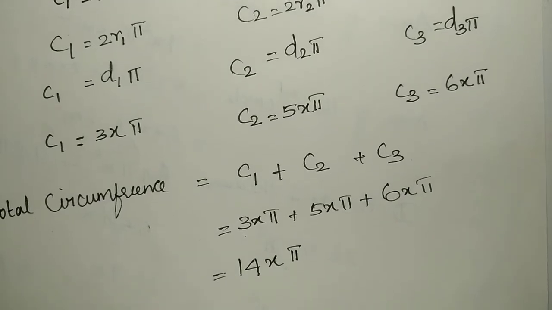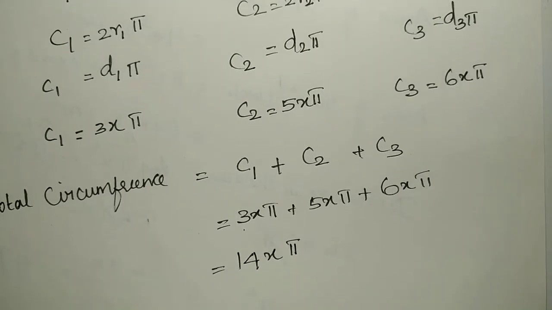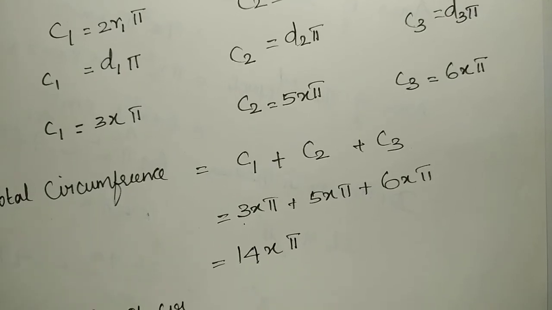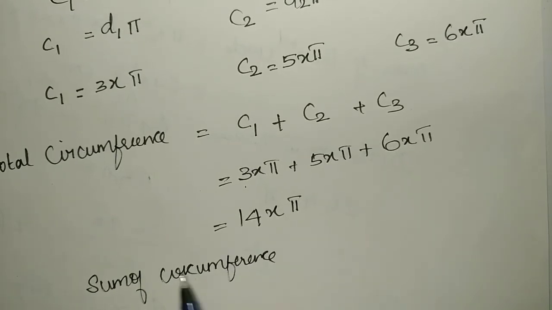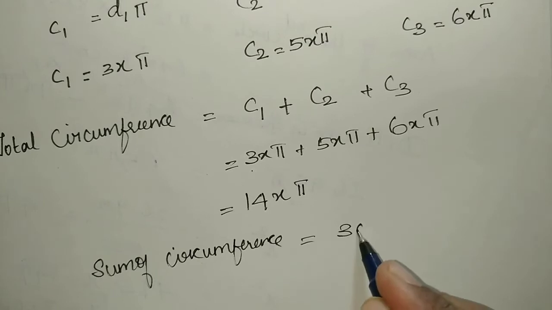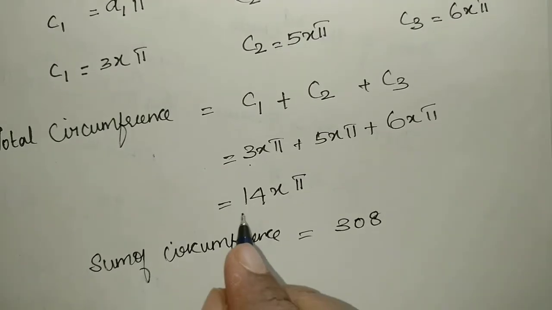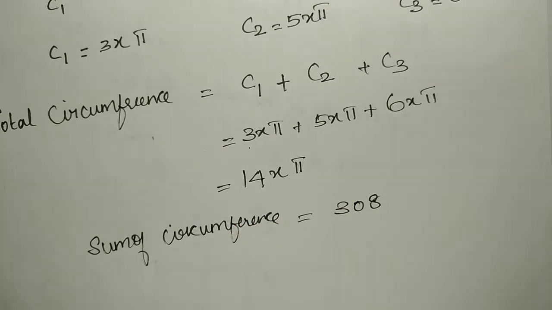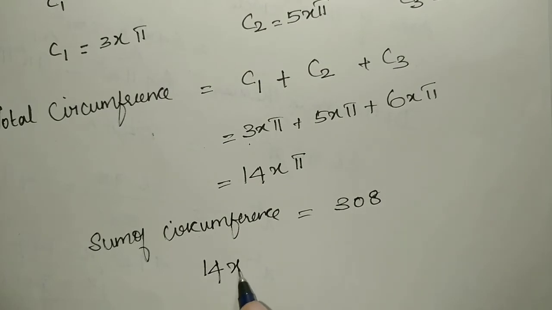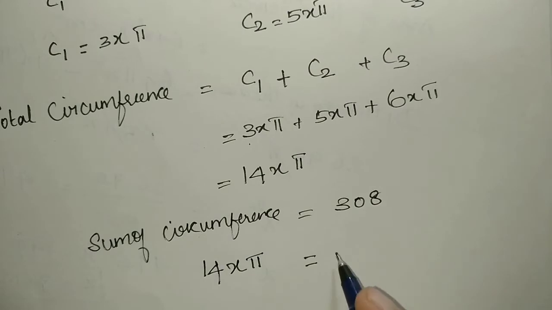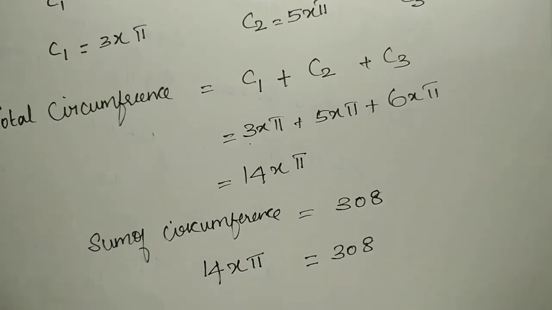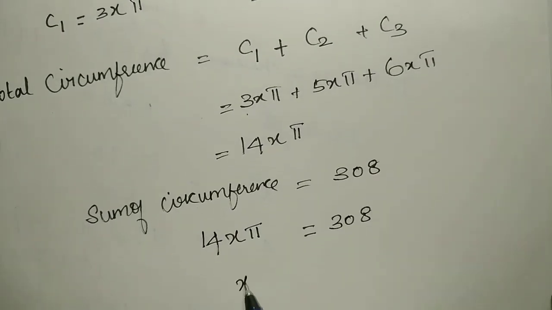Clear? What is given in the question? The total sum of circumference, how much? It is given as 308. What is the sum of the circumference? Just now we found it as 14x pi. 14x pi is equal to how much? 308. Now, how to find the x value?